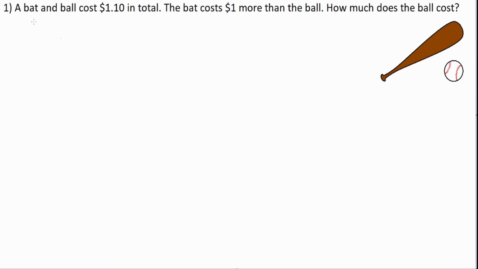Alright, so let's begin. The first question is: a bat and a ball cost $1.10 in total. The bat costs $1 more than the ball. How much does the ball cost? So now you can pause the video and try to answer this question by yourself.